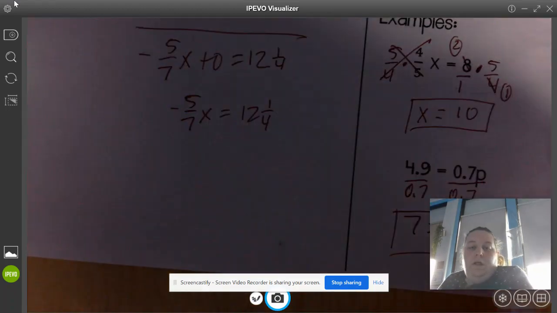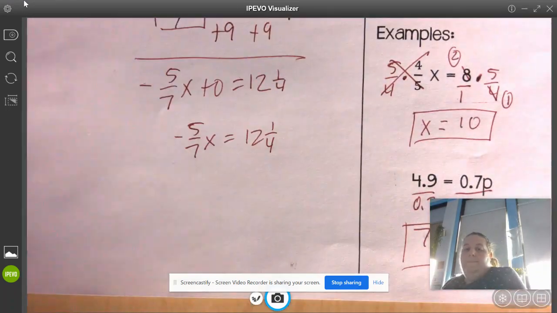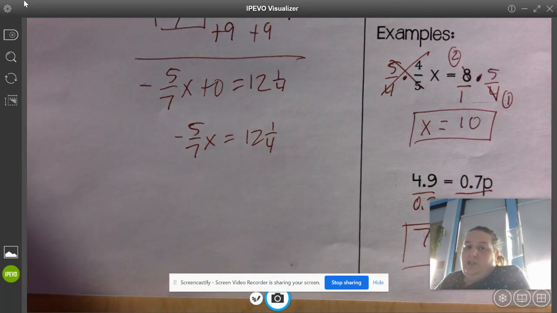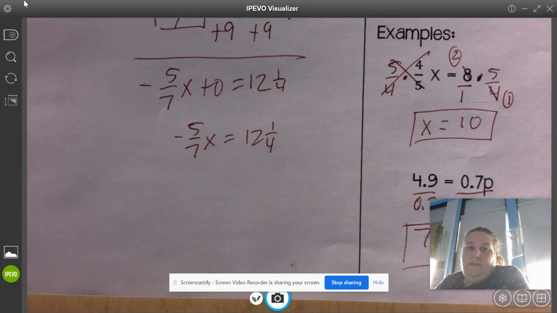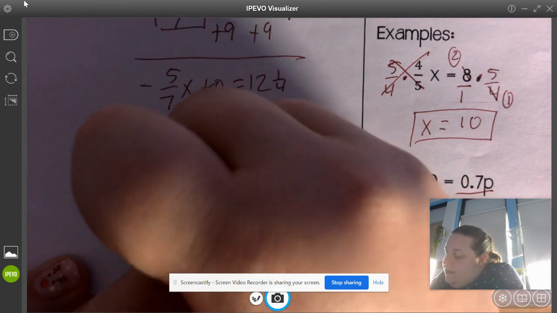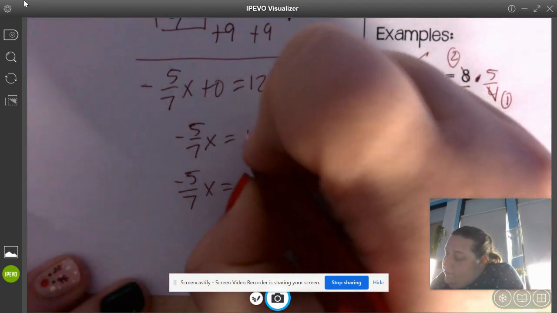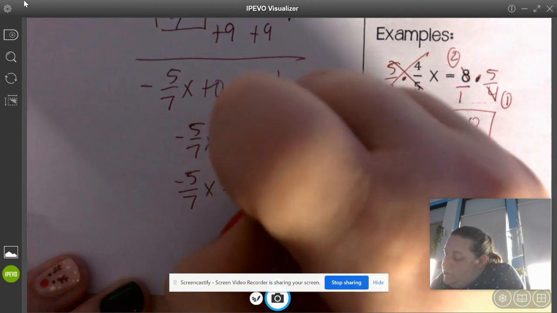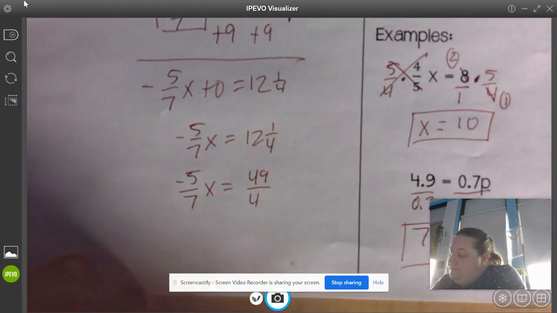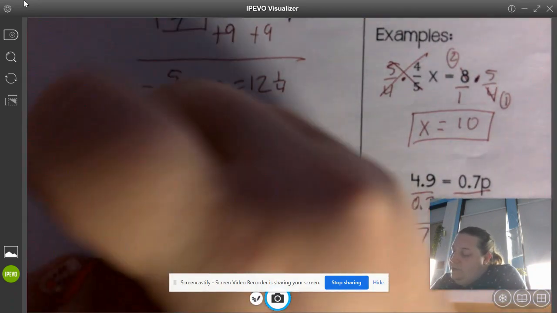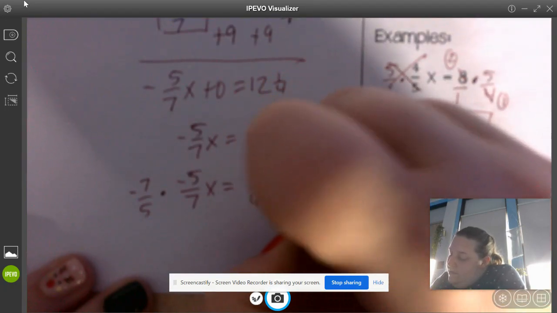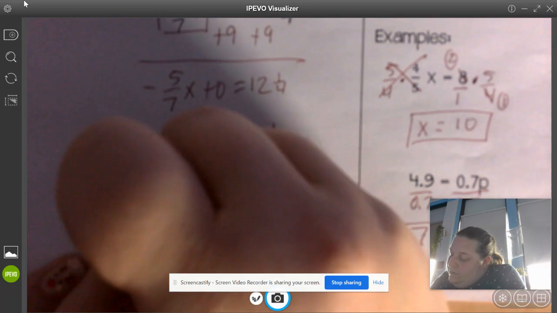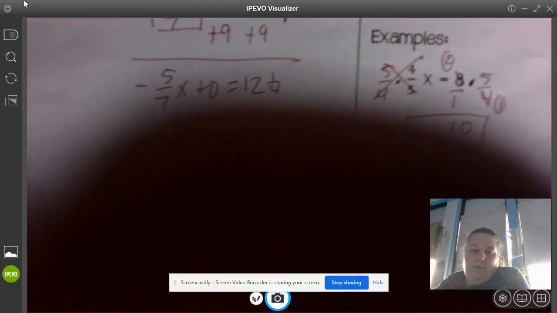So like we did before, I'm going to change it to an improper fraction so I can multiply it by the reciprocal of -5/7 x. So I'm going to bring this down one more time. 4 times 12 is 48 plus 1 is 49. Then I'm going to multiply this by -7/5. So x equals, those cancel out, leaving me with 1x.